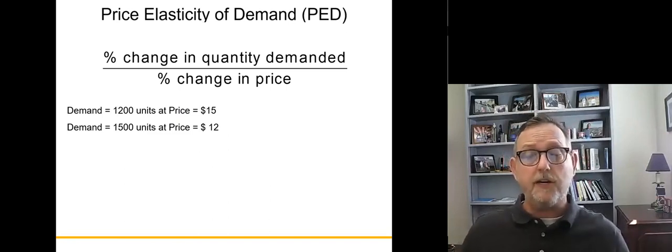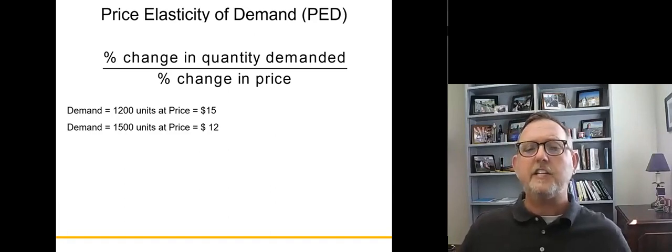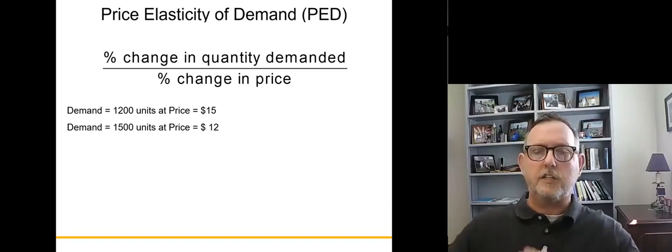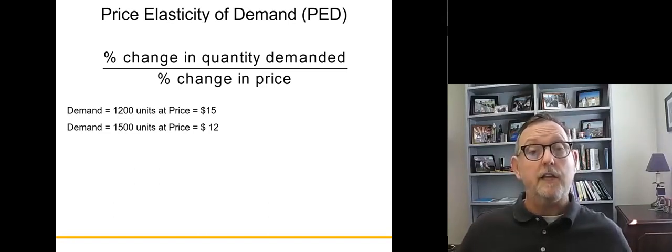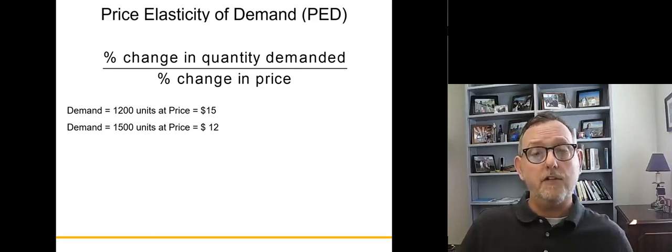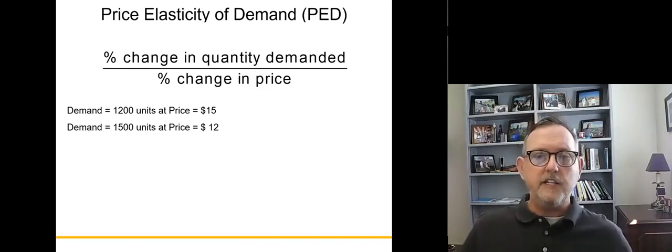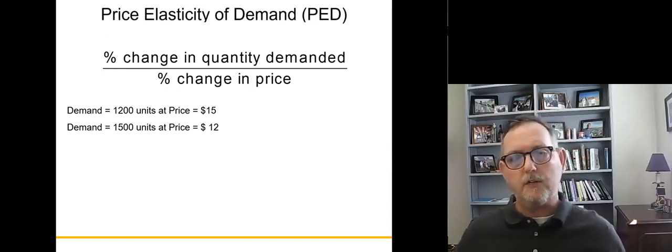So 1,200 units at price $15. So we have a demand of 1,200, and we have a price at 15. Let's say I change that price from 15 to 12. So the price is changing. It's going down 15 to 12. Meanwhile, the demand goes up, right? Because we lowered our price, so demand goes up. It goes up from 1,200 units to 1,500 units. Okay, so we have a change in demand and we have a change in price.